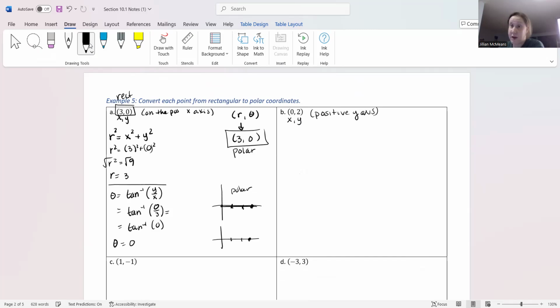Okay, now let's figure out what r is. So we know that r squared equals x squared plus y squared. So r squared equals 0 squared plus 2 squared. So r squared equals 4. We can take the square root of both sides, and we want to keep r positive if we can. So we're going to go ahead and say, well, r is going to be 2. So for our point r comma theta, we know what r is. It's 2. But let's figure out theta.